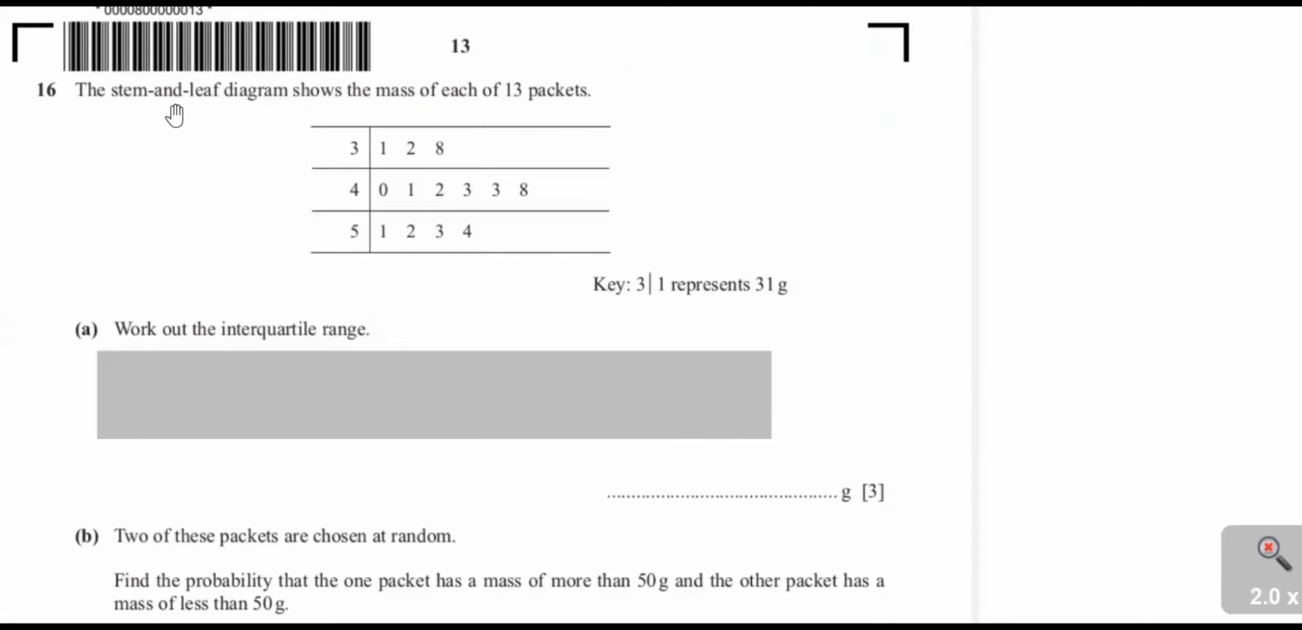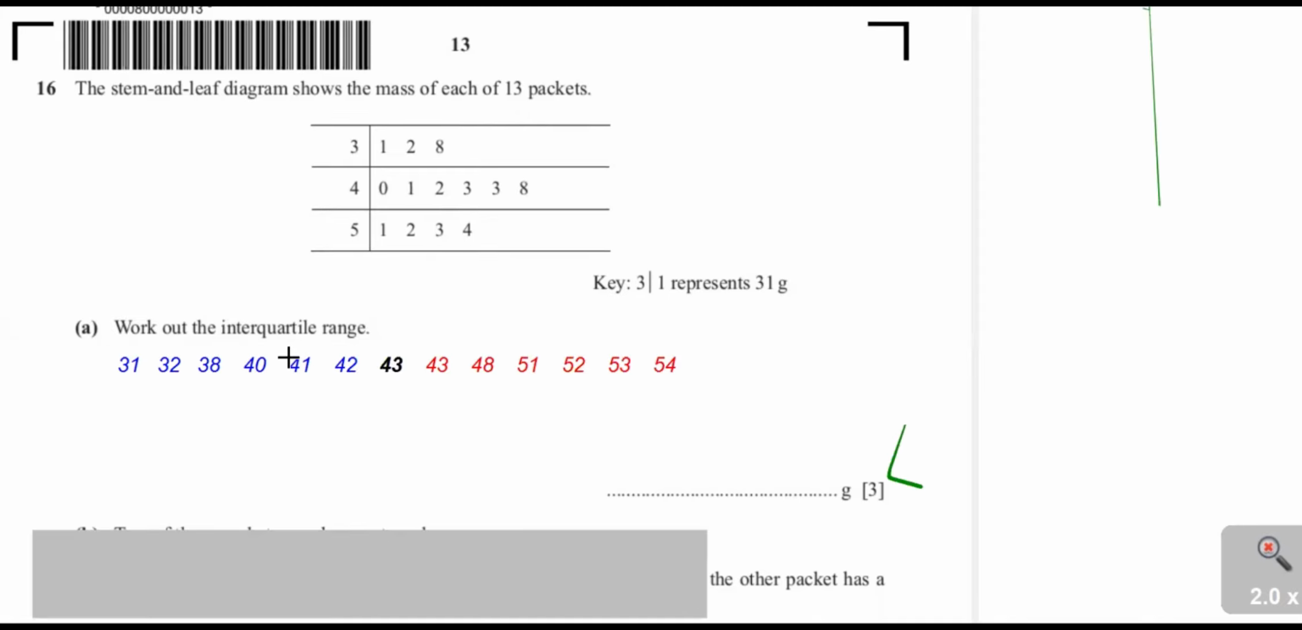Question 16, the stem and leaf diagram shows the mass of each of 13 packets. Part A, work out the interquartile range. To calculate an interquartile range, we write the formula: the interquartile range is the difference between the upper and lower quartile. The upper quartile is represented by Q3, the lower quartile is represented by Q1.